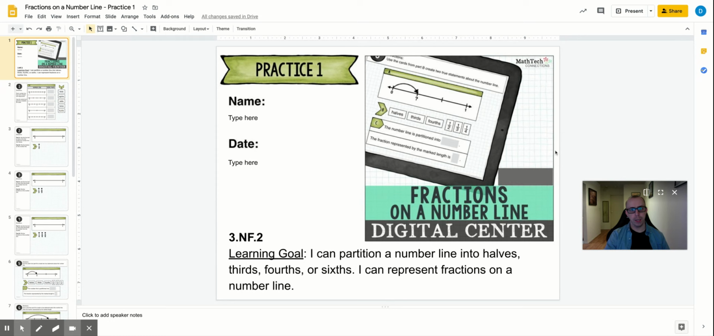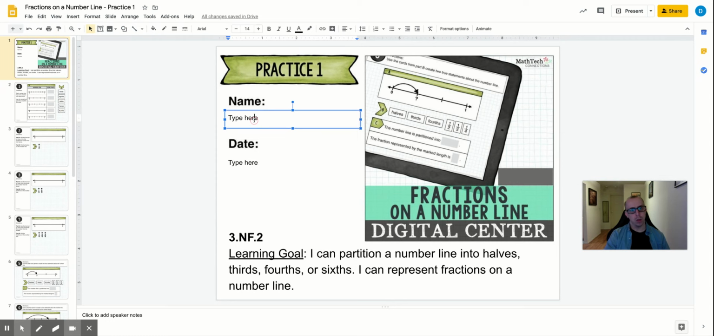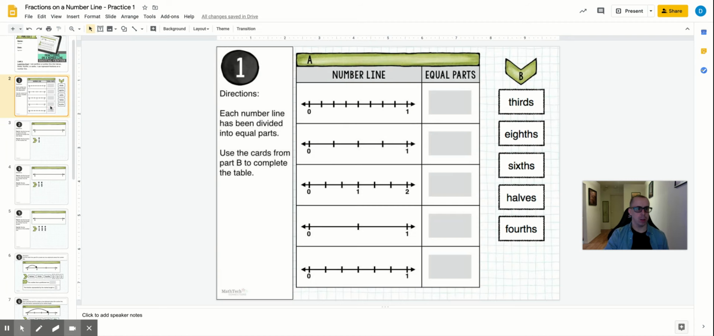Okay, so to begin our first practice review, you will type your name here, you will backspace out until it's all gone, and then type your name. You don't have to type the date, and you will be practicing today your learning goal to partition, means make parts on a number line and divide it into halves, thirds, fourths, sixths, or eighths as well. And then you'll represent fractions on a number line. So let's begin previewing now.